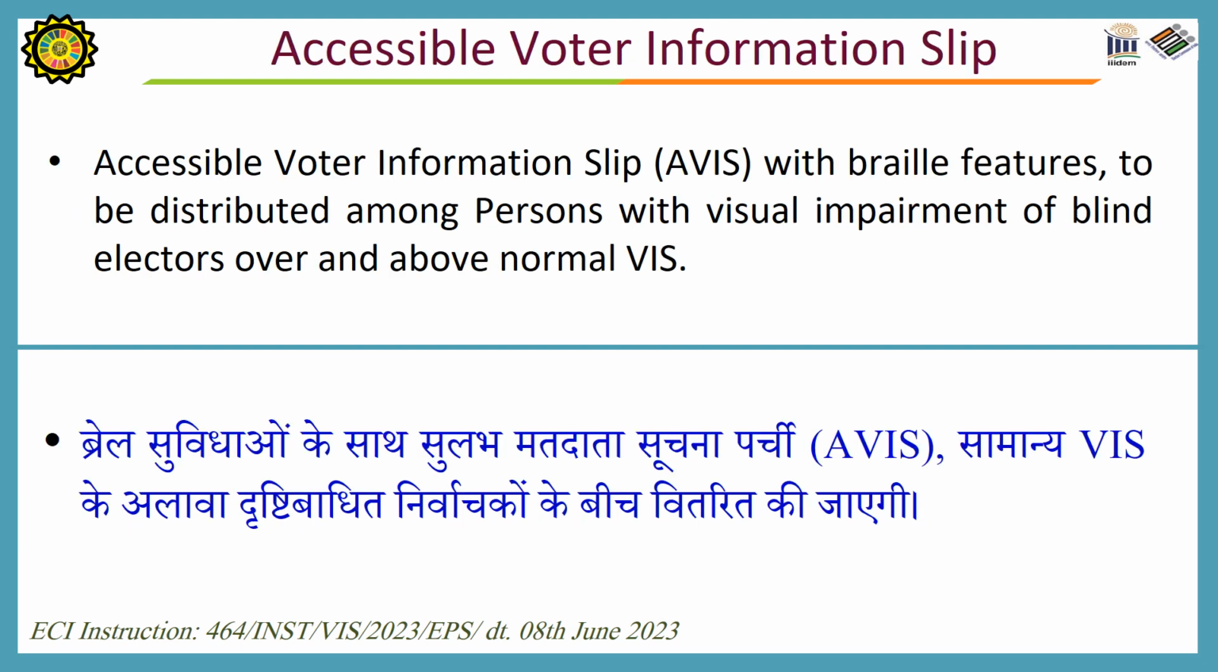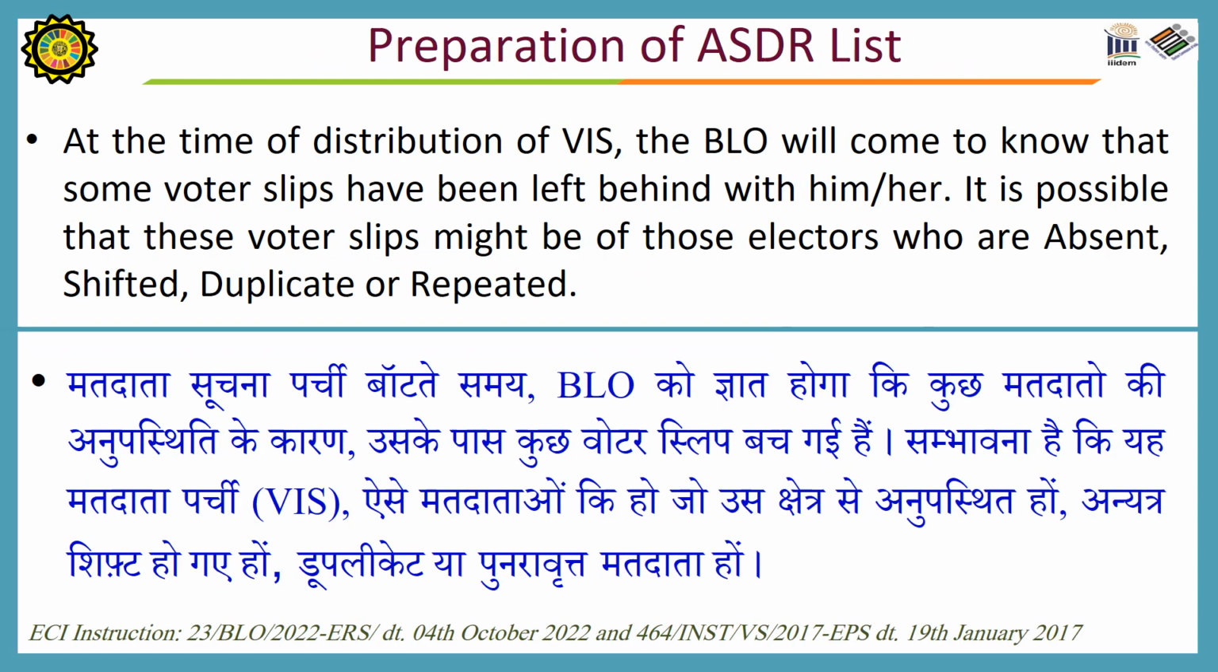Accessible voter information slip. Accessible voter information slips with braille features to be distributed among persons with visual impairment, the blind electors, over and above normal VIS.